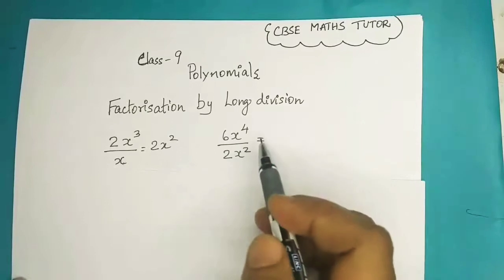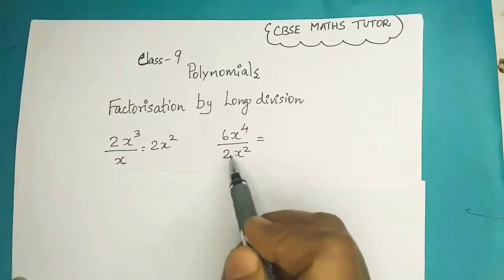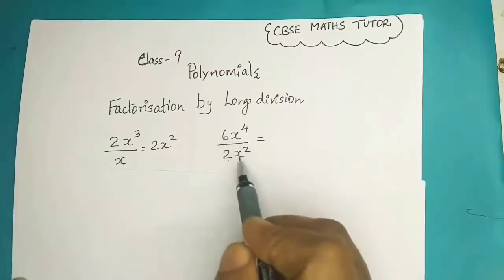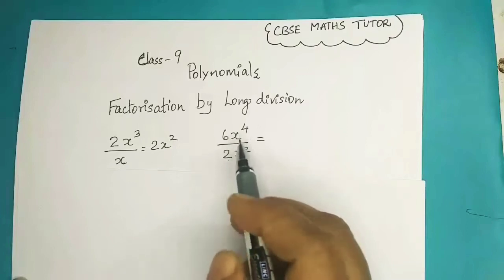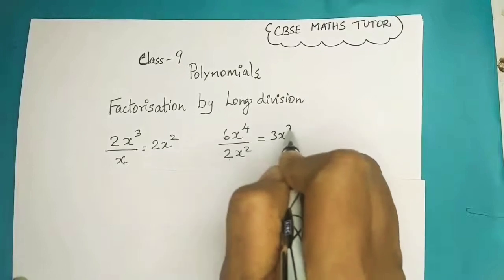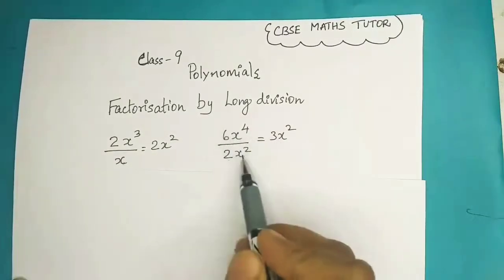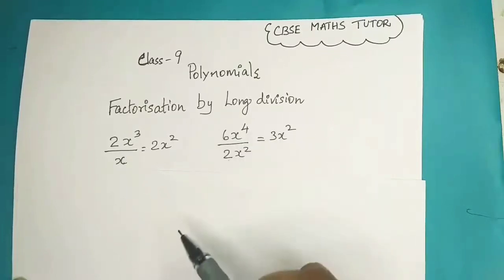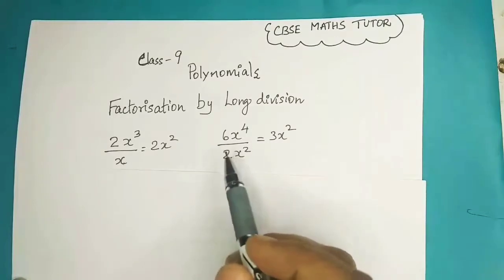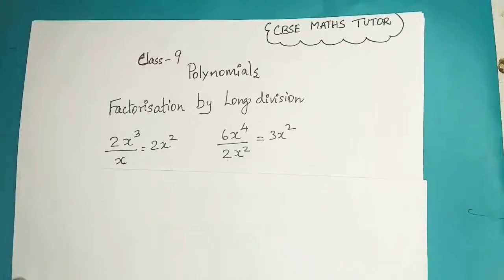And what do you get here? 6x raised to 4 by 2x square. So we are going to divide 6 by 2, then you'll get 3 here. And x square into x square will get it as x raised to 4. So what will be the answer here? It is 3x square. So 2 into 3 is 6 and x square into x square is x raised to 4. This principle has to be kept in mind throughout while doing the long division method of factorization.